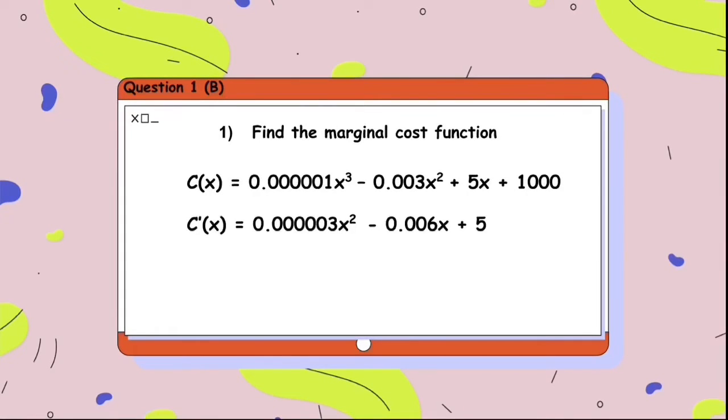Firstly, we must find the derivative of the function C(x) equal to 0.00001x cubed minus 0.003x squared plus 5x plus 1000, and from that we find the first derivative, which is C'(x) equal to 0.00003x squared minus 0.006x plus 5.